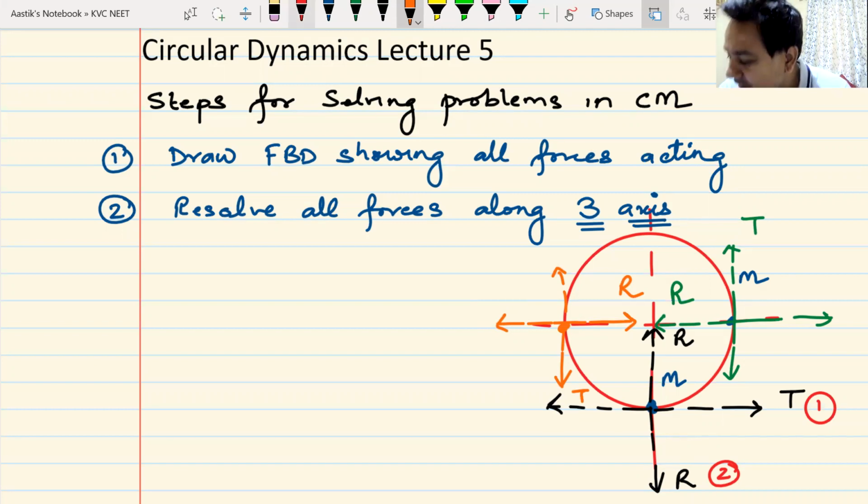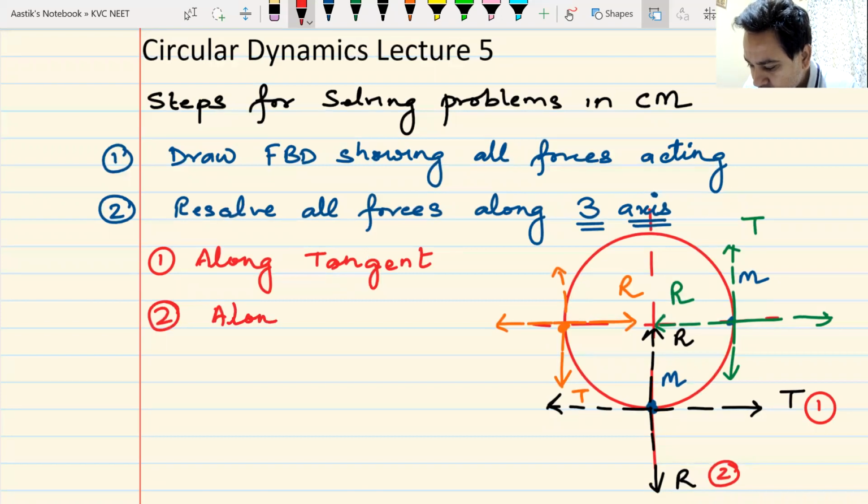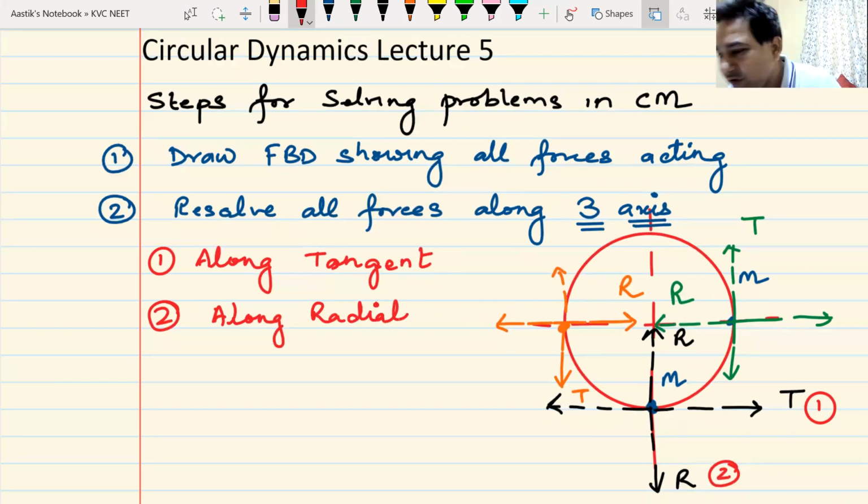Okay, let us first write the two directions. Number one is along the tangent. Let us first write what we know. Number one is along the tangent. Number two is along the radius, or radial. I will call it radial. You can also call it normal. You can call it centripetal. You can call it anything that you feel like.